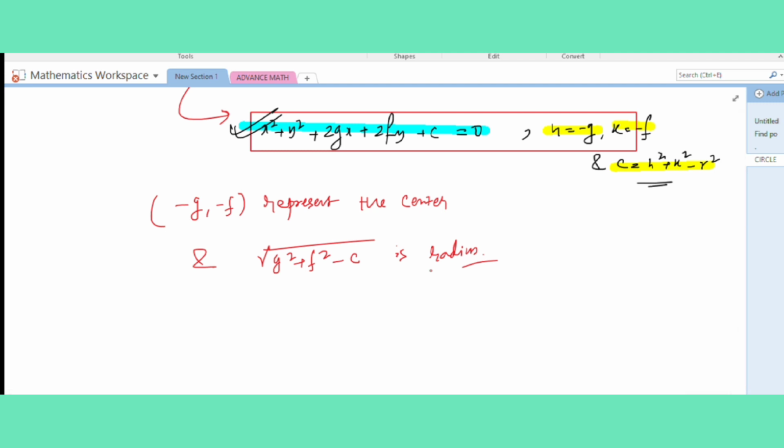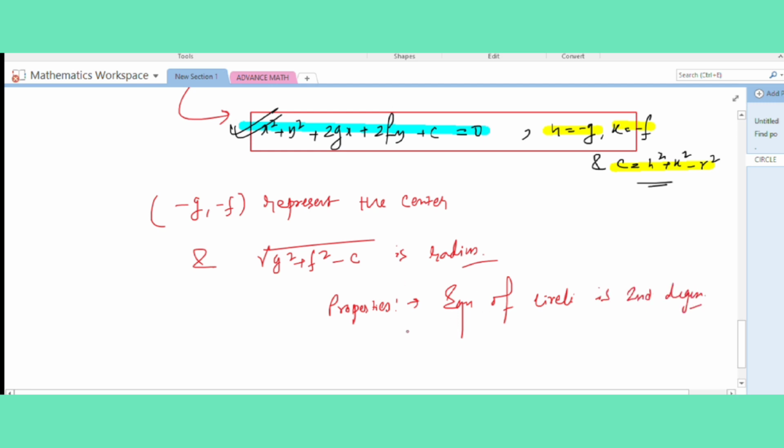Here some properties are there. The equation of a circle is a second degree equation in two variables, and there is no xy term. You can see in the equation there is no xy term, and definitely the coefficient of x square equals the coefficient of y square. This thing is very important: the coefficient of x square must equal the coefficient of y square. Then only the circle is possible. So these are the basic things.